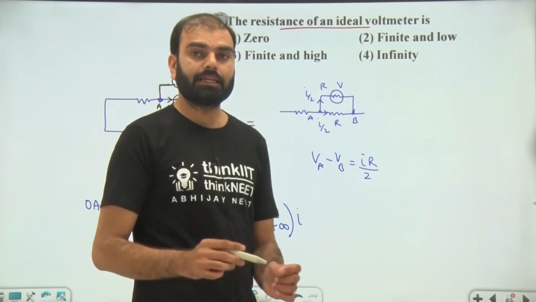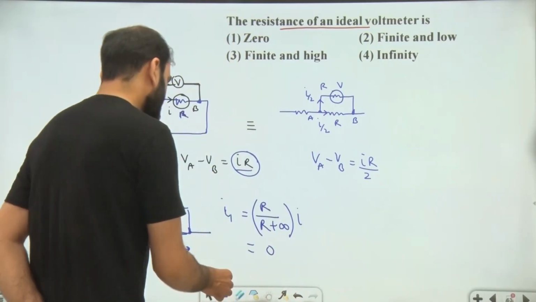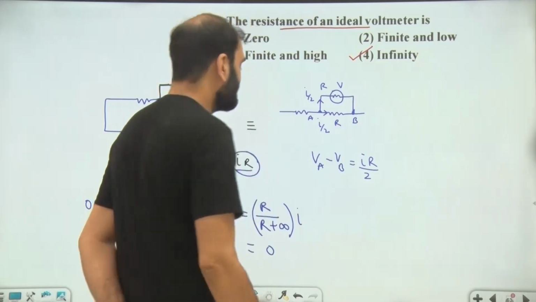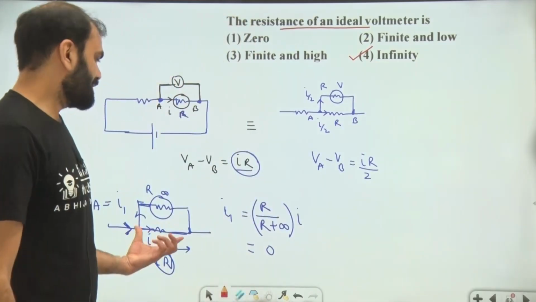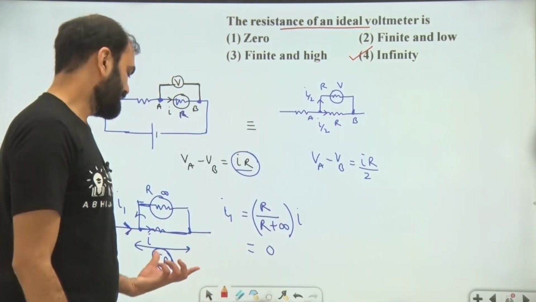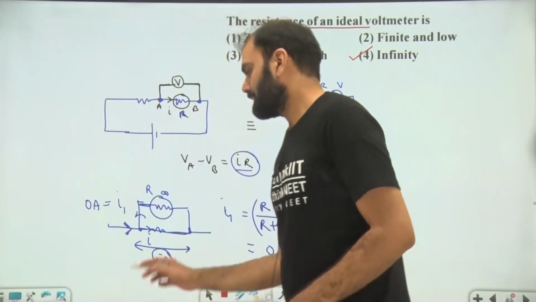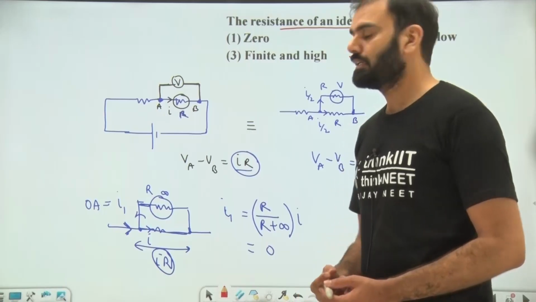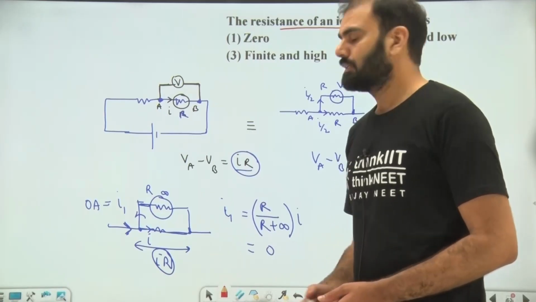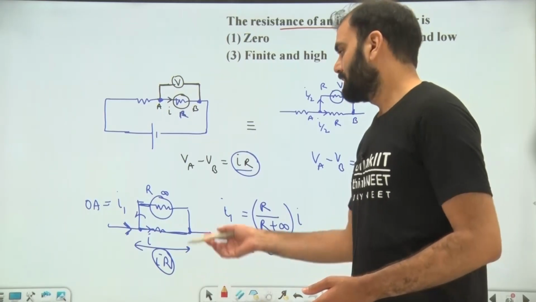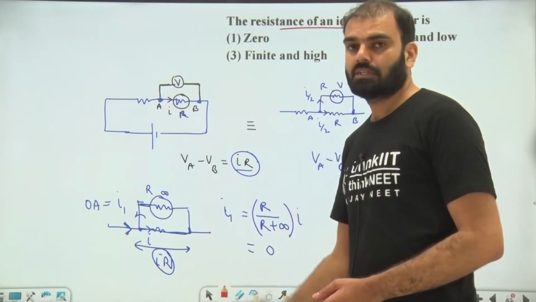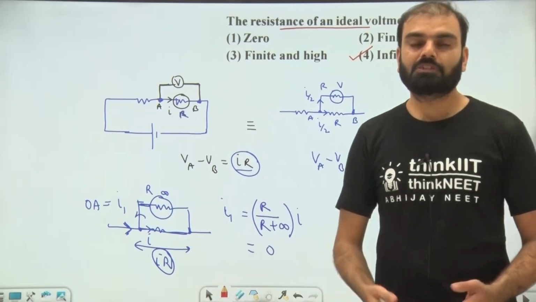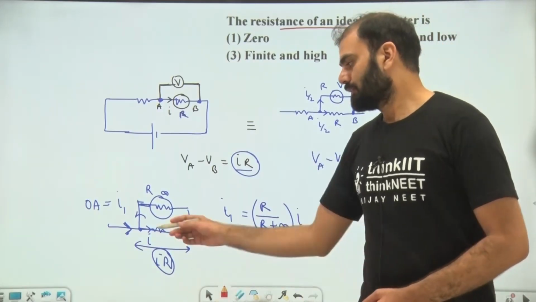So for an ideal voltmeter, the resistance should be infinite. The theoretical and practical values will match if it is infinity. But generally it is not infinity, it has some high value. So the current drawn is negligible, you can assume, and it gives an approximately closer value to the theoretical value.